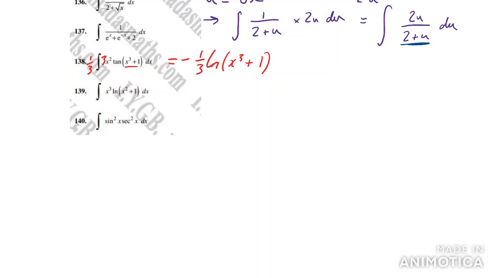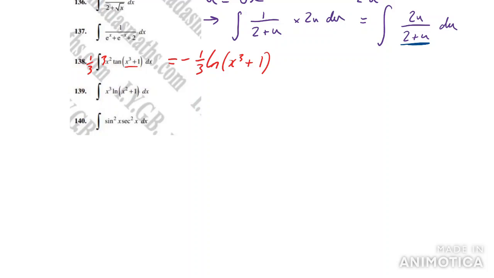Okay, 139. Looks a bit like reverse chain rule, but unfortunately, x cubed is not going to be what we want for the differential. So I think what we're going to have to do is just think about this. We've ruled out reverse chain rule. Substitution doesn't look particularly helpful. And so I would say we've got parts here is what we want to try first.